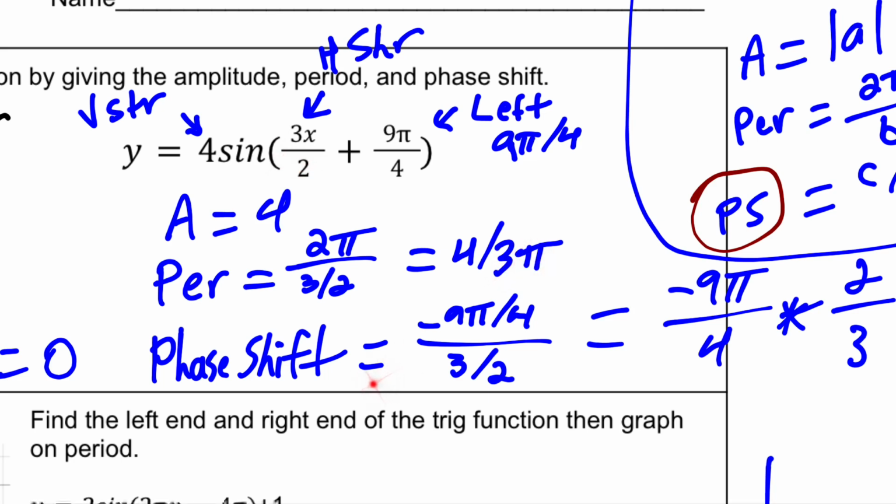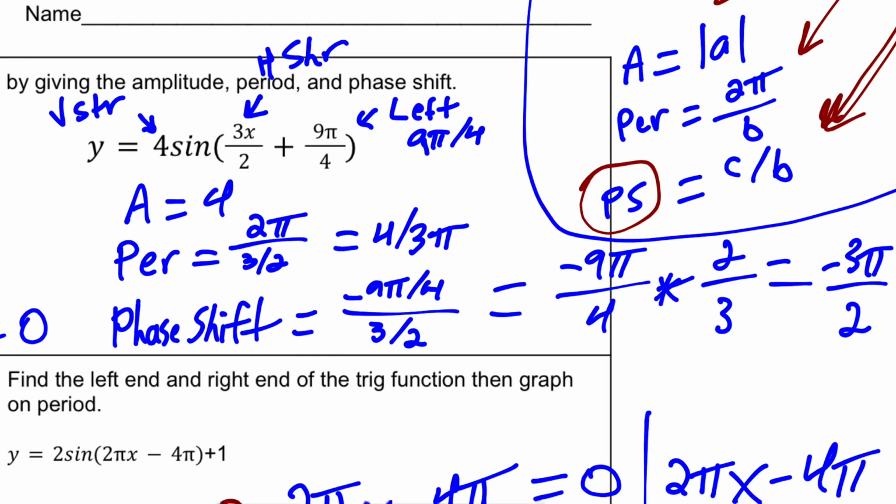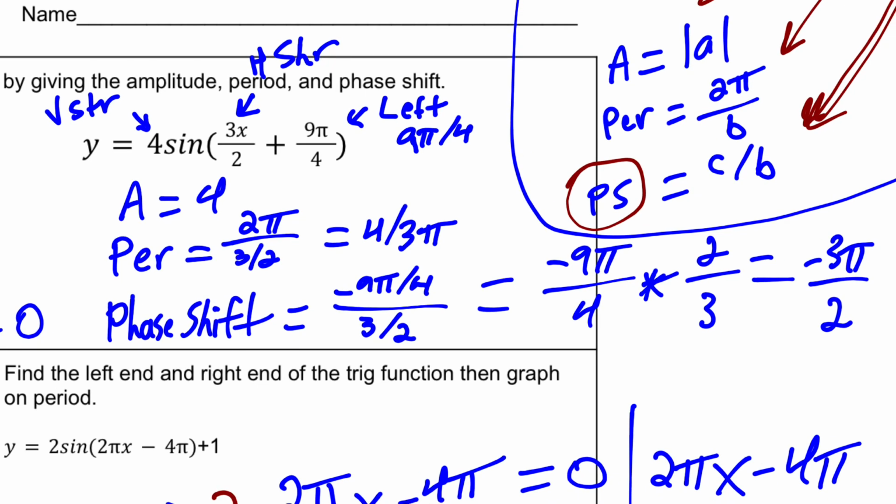Our phase shift, we take c over b. And remember, for c, we take the opposite. So if it was plus 9 pi over 4, we're going to do minus 9 pi over 4. And instead of dividing by 3/2, it's a lot easier to multiply by 2/3. You get the same thing, and there's our phase shift.